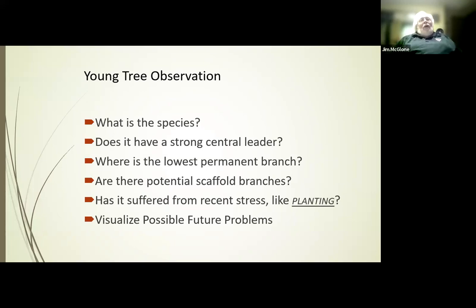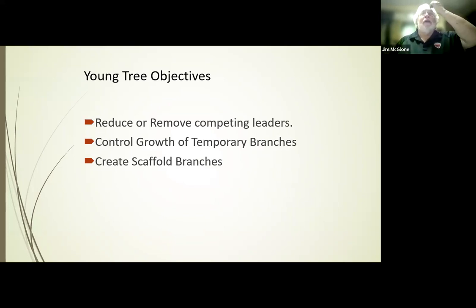You also want to, again, ask that question, has it suffered from recent stress? Planting is stressful on trees. So if it's only been recently planted, you may not want to be pruning it yet. And this is where you really start thinking about what are some of the future problems. You may be looking at this tree and saying, well, here's the lowest permanent branch. There are these other branches. They're going to become clearance issues if we let them grow. And that becomes then a basis for setting your objectives.